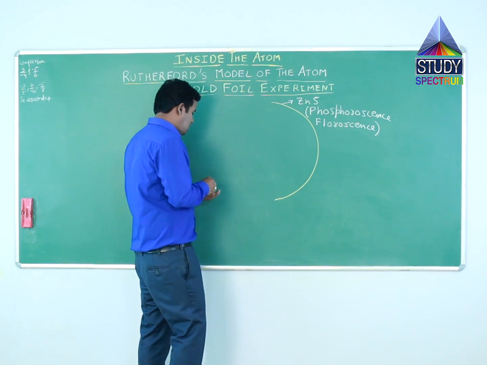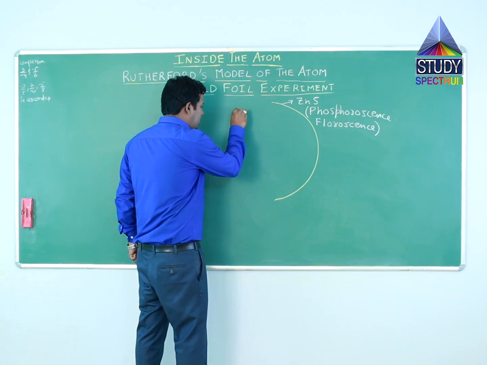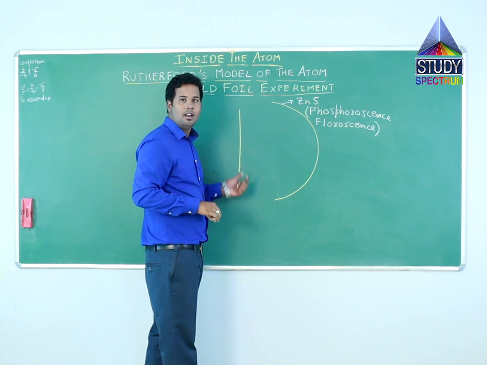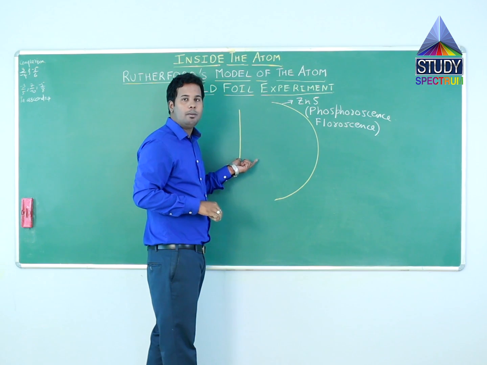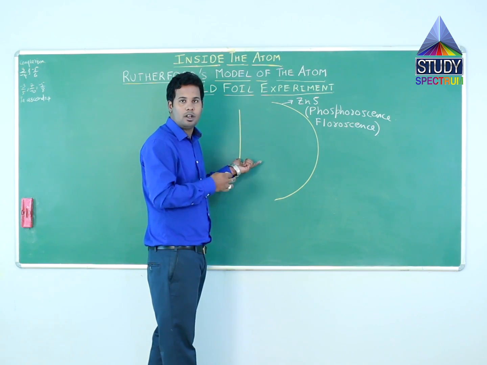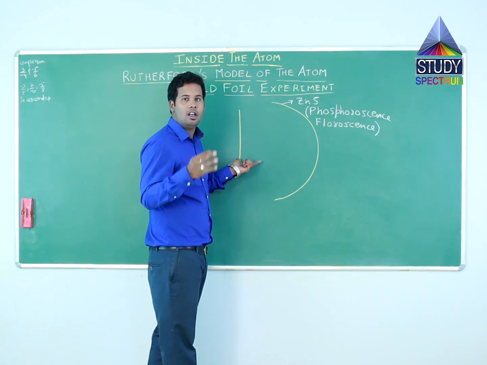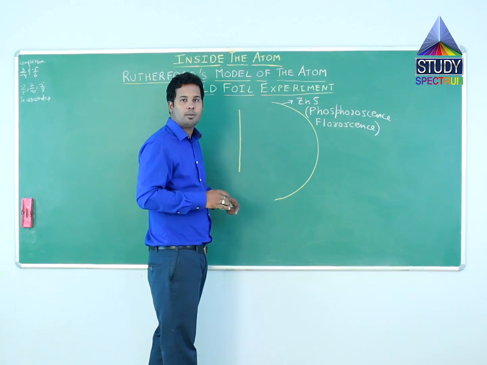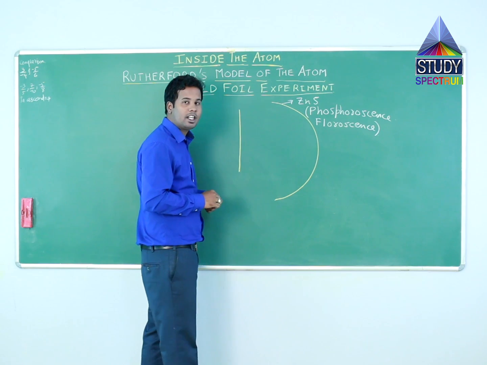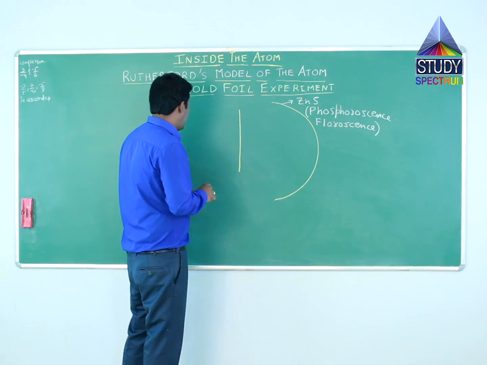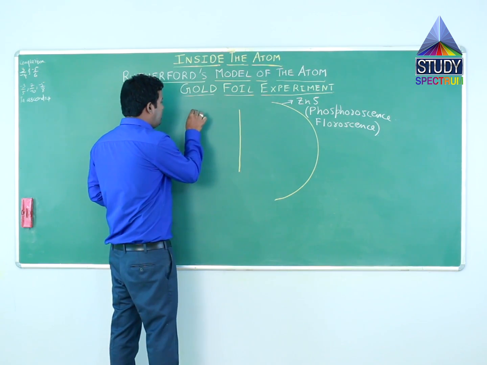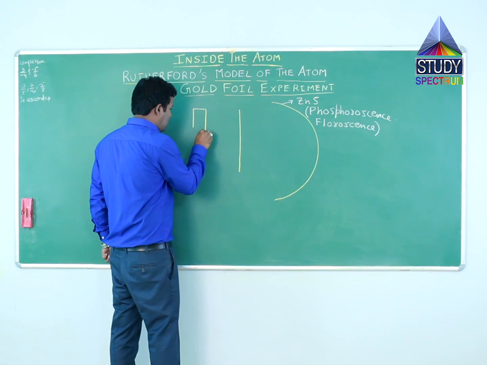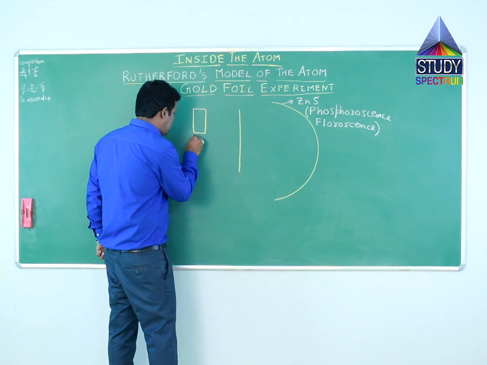He placed a very thin sheet of gold foil in front of it. Why gold foil? Because very thin sheets of this metal can be made. It is highly malleable, that is a characteristic property of gold, and it is one of the least reactive metals. If you see the reactivity series of different metals, you will find gold is placed at the bottom, at the last of the reactivity series. Then he placed lead bricks just before this gold foil.